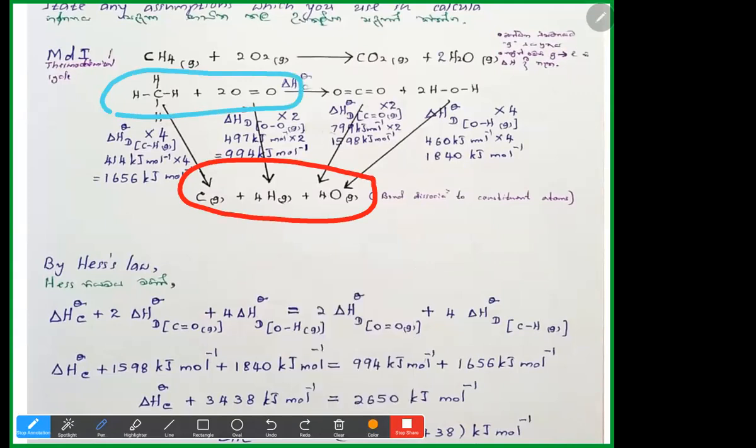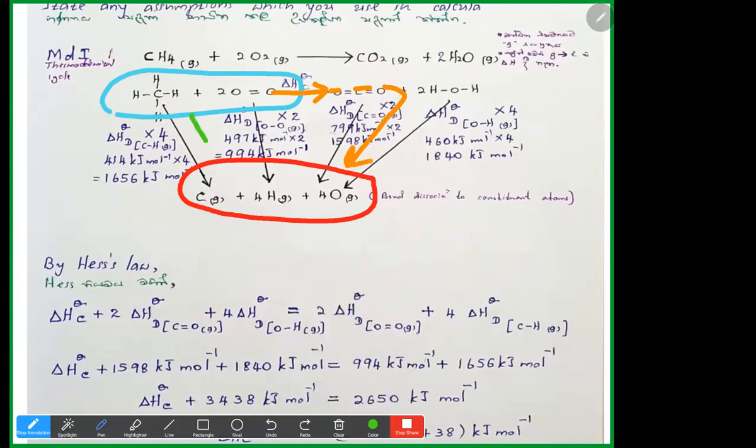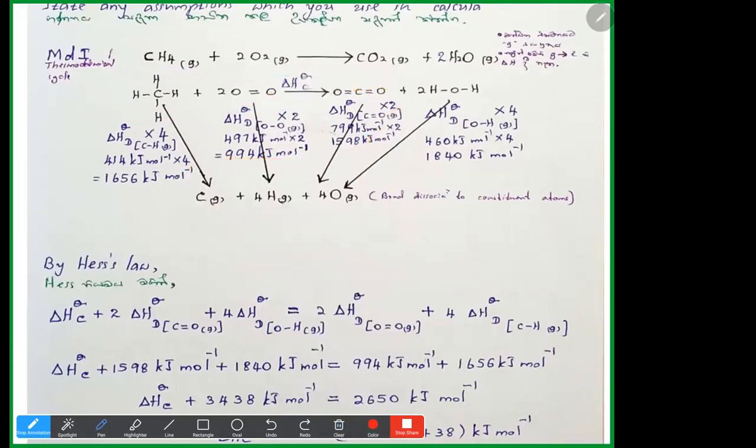So there are 2 paths. One is making CO2, H2O, and then from those CO2, H2O, you are coming to dissociation. Or the second path, the green path, directly you are coming from methane plus O2 to constituent elements. So 2 different paths, orange path and yellow path. We're going to make these 2 paths equal. So what do we have in this red path? And then the green path, what do you have in this green path?